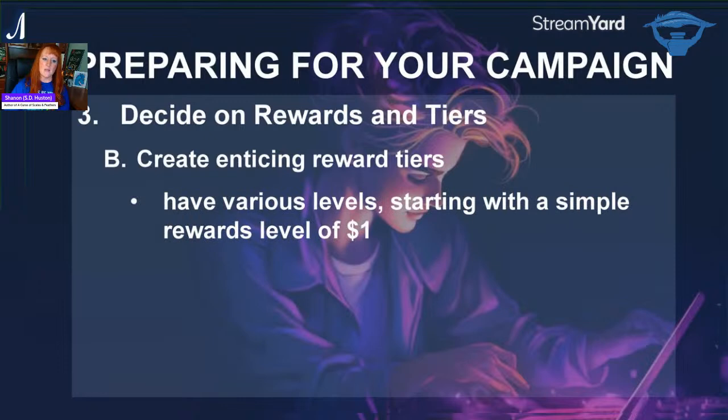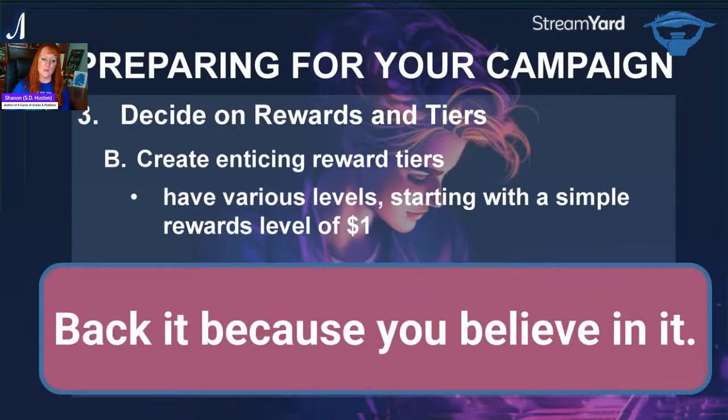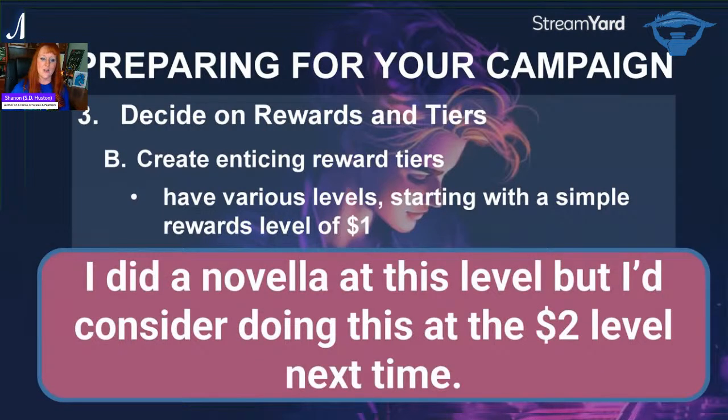The next part, continuing there, is important. Have various levels, starting with a simple reward level of $1. I would highly suggest that you do this. Have that $1 level, and that could be as simple as back it because you believe in it. Now, I felt like I needed to offer something at that $1 level, so I offered my novella, which at the time my Kickstarter happened was only 12,000 words, and I didn't really like it. I have since revamped it and gotten it out to my Kickstarter backers. It's now 27,000 words.